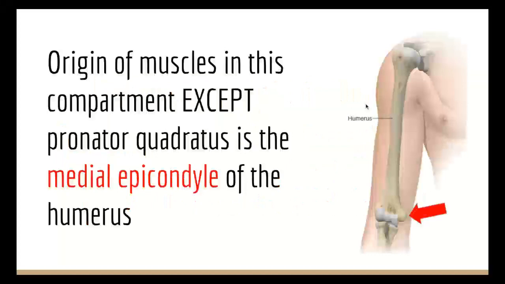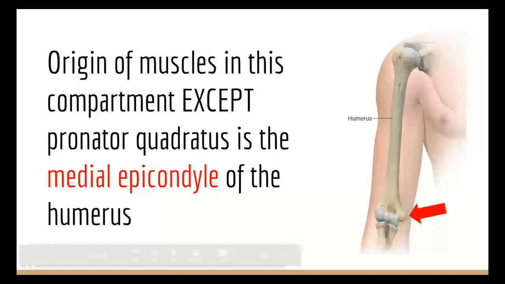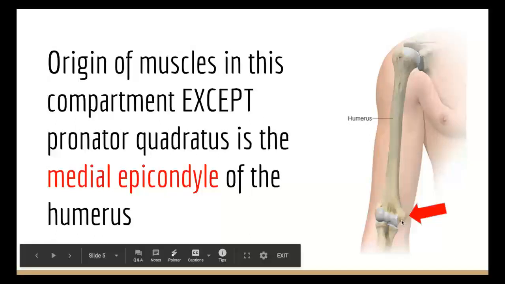The other generality that you should keep in mind is that the origin of all of the muscles in this compartment, except for one of them, which is pronator quadratus, and we'll get there, is the medial epicondyle of the humerus, right? So here's our human body, here's our arm, our forearm would be down here, and this is the medial epicondyle, and the majority of our muscles in this group are going to be originating from that medial epicondyle.